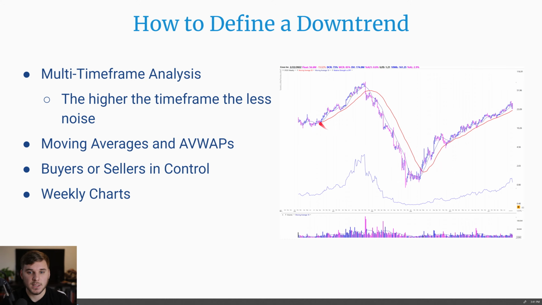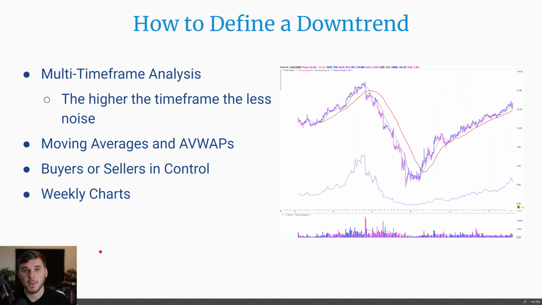But basically, the moving averages allow you to determine whether buyers or sellers are in control. If we're below a declining moving average, we're in a downtrend over that period. And if we're above that same moving average and in a sustained uptrend, then most likely buyers are in control. Weekly charts are great at determining the true trend of a stock at any given moment.